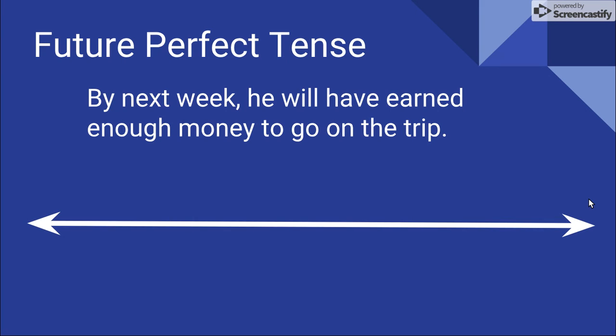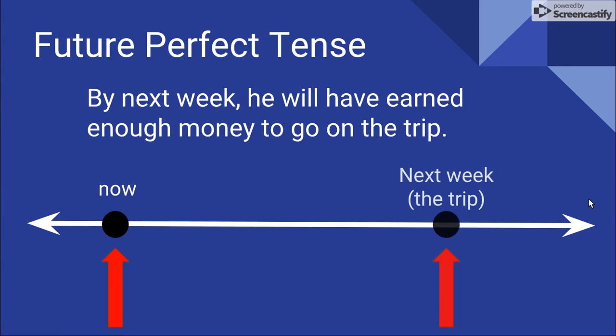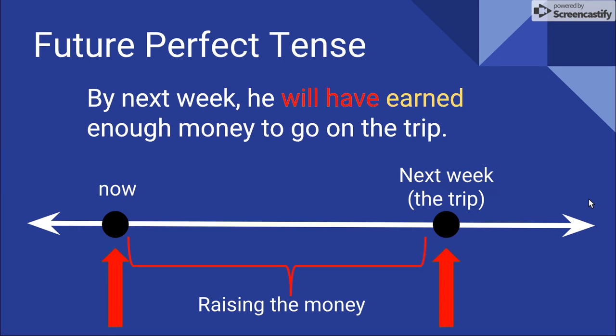See, here we are right now. Next week is the trip. Somewhere in between is when he will raise the money. So we can use the future perfect tense. Notice the will have and the past participle earned.